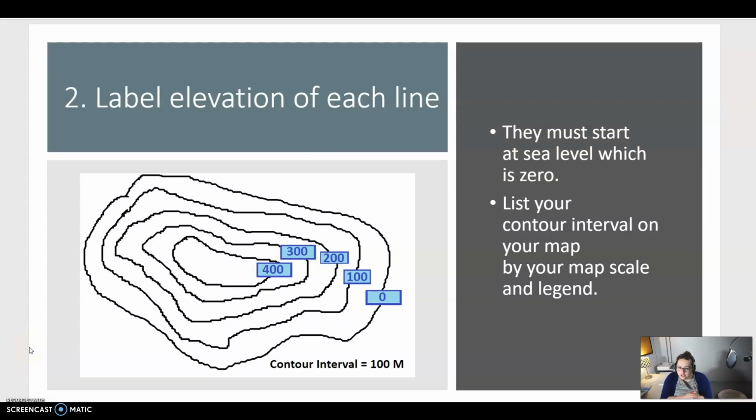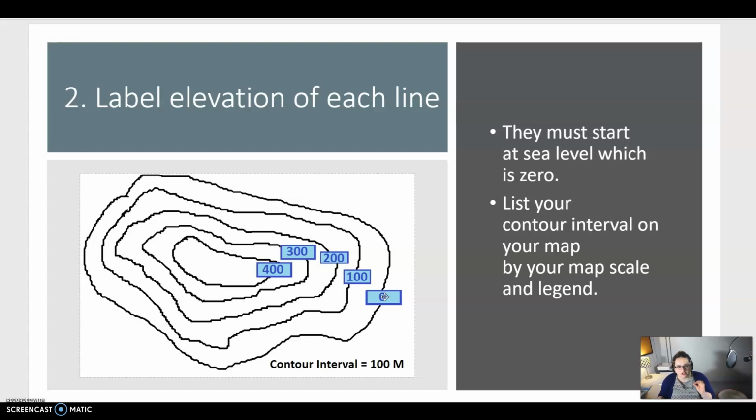You're going to label each elevation line, or each contour line, with the elevation that you want. Now, you can make these elevations up. It's just that your contour interval must be the same in between each line. So if you start at 0 and you go to 100, the next line has to be 100 away. So your contour interval must be the same in between all lines. You can't have 37 in between this line, 50 in between this line. It has to be the same in between each line. So you have to start at 0, sea level.